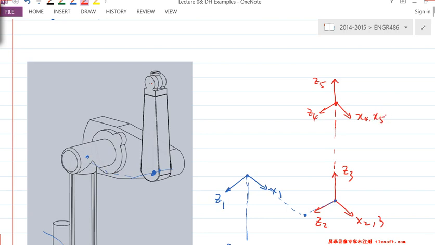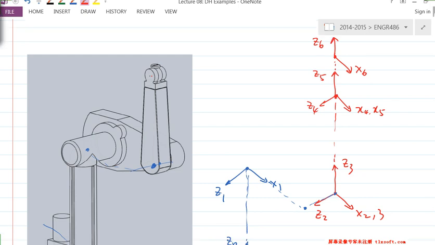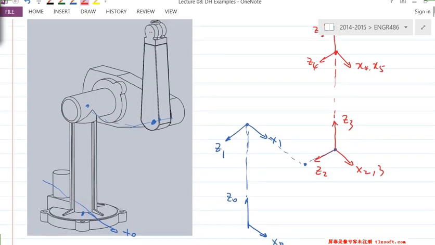And the last one, z6. So basically it goes up a little bit here, right here. Then z6 is along the same direction as z5, and x6 is the same direction as x5. So that's the way for this assignment. Now you can put down the DH parameters based on this frame assignment. But before we put it down, let's take a quick look here.